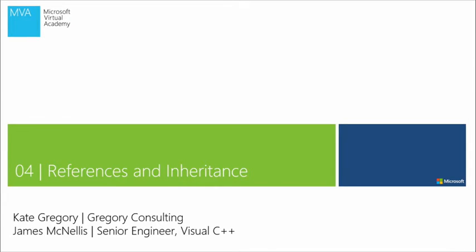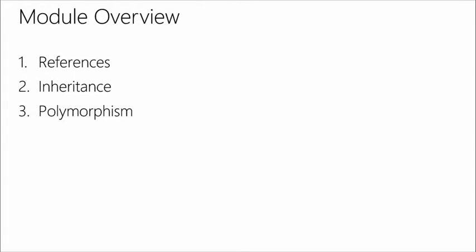When we left off before the break, we were talking about some of the basics of objects in C++, and some of how the basics of classes work. In this module, we're going to be going over references, which are another way of dealing with objects, and we're going to be dealing with some more advanced class topics, including inheritance and polymorphism. So that's basically our agenda for the module.